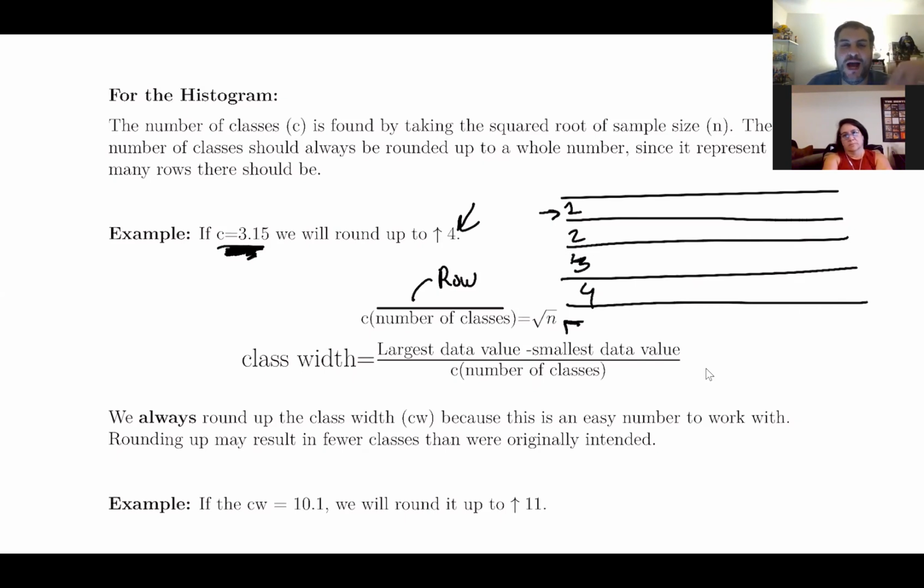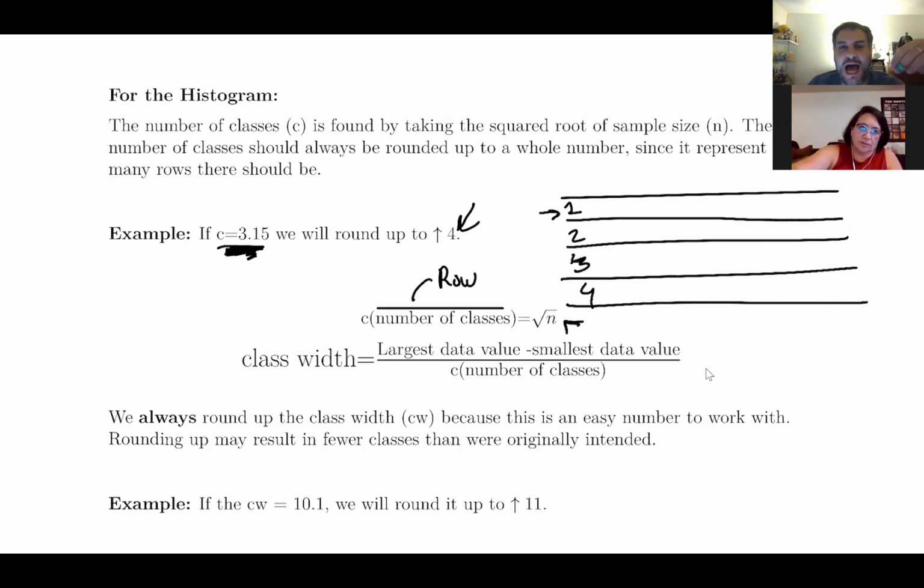For this one, we're not going to use the rule of thumb that if it's 5 or higher, you round it up. As long as you have a decimal value, we're always going to round it up to the next whole number. All right. Any question in regard to that? Cool. All right.